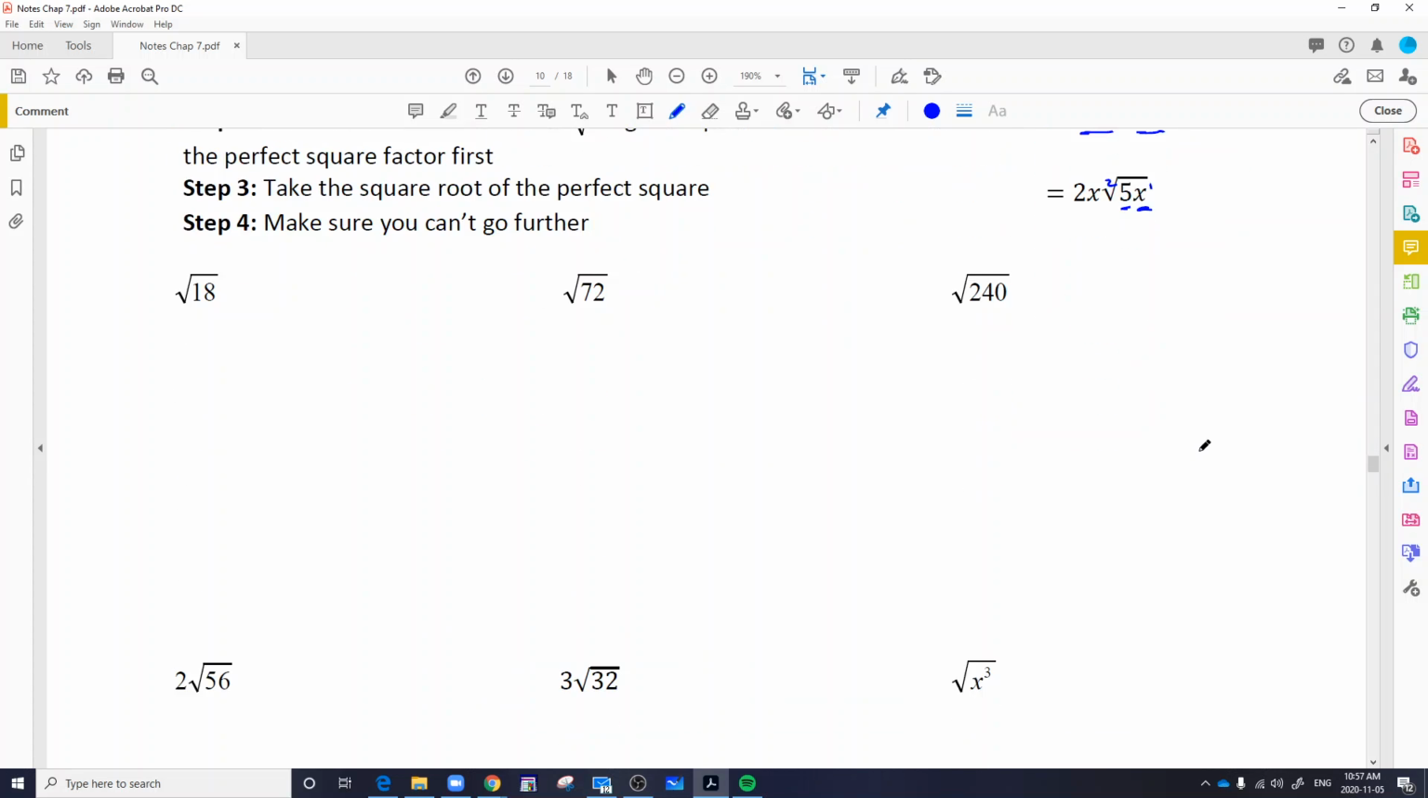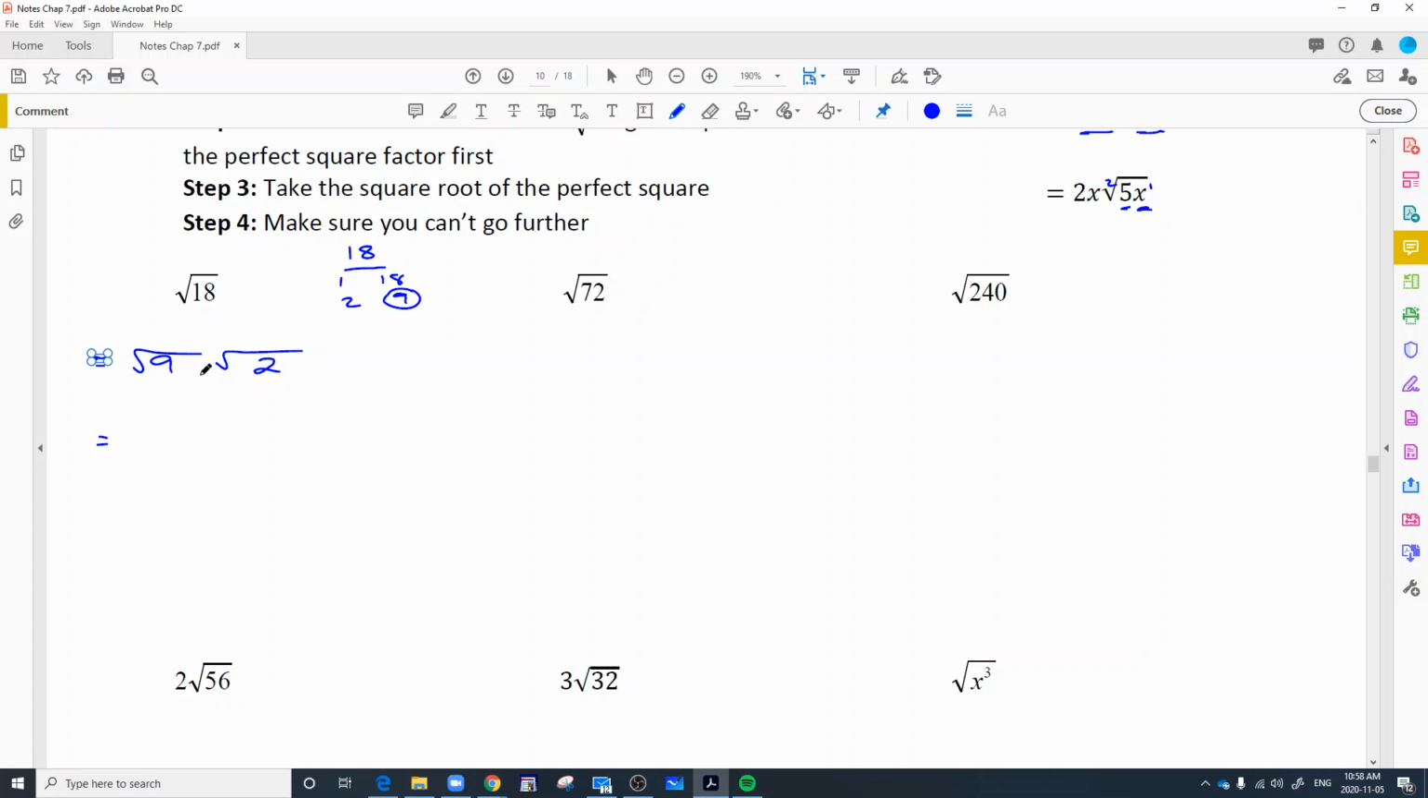So let's try a couple. We're going to look at the square root of 18. The first thing I do is split the radical up into 2. The first radical is going to contain my perfect squares, and the second radical is going to contain what's left over. So I'm looking at my factors of 18. I've got 1 and 18. You're never going to choose this because you're not going to put a 1 in the first radical. So I'm going to go on to 2 and 9. Now 2 is not a perfect square, but 9 is. So I'm going to put 9 under the first radical sign and 2 into the leftover.